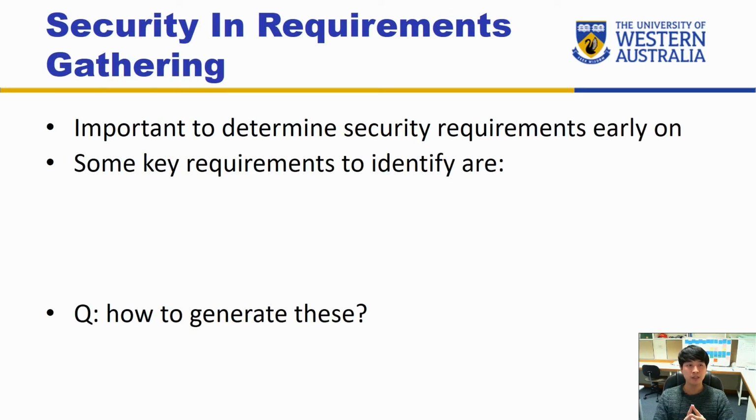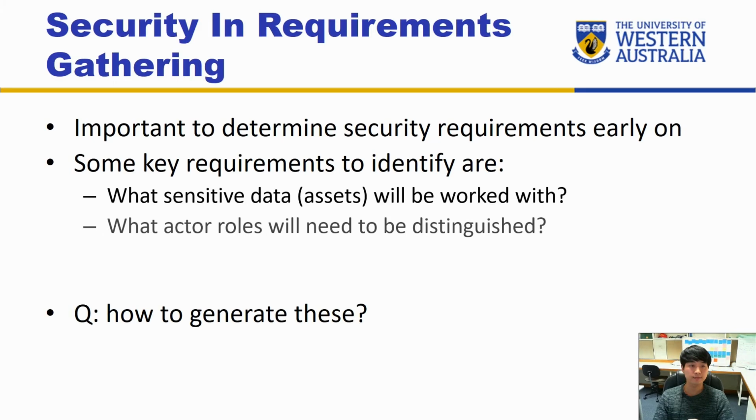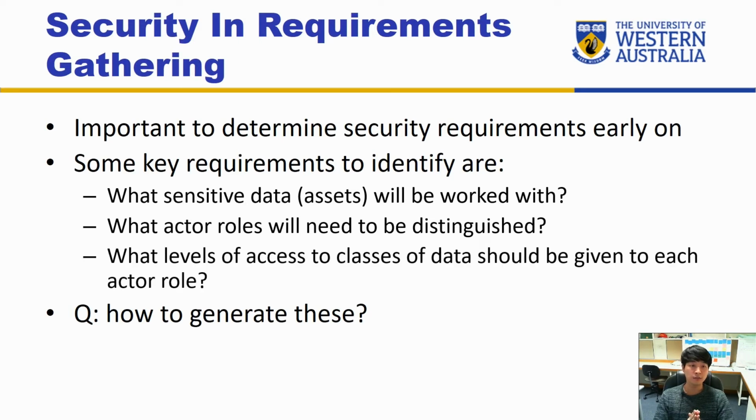So in security requirements gathering, it is important to determine security requirements early on. Okay, some key requirements to identify are related to assets: what sensitive data or assets will be worked with, who will be working with them, so what actor roles will need to be distinguished, and what levels of access to classes of data should be given to each actor role. So this is to control access. Okay, of course there will be more key requirements. These are just a smaller subset of them.